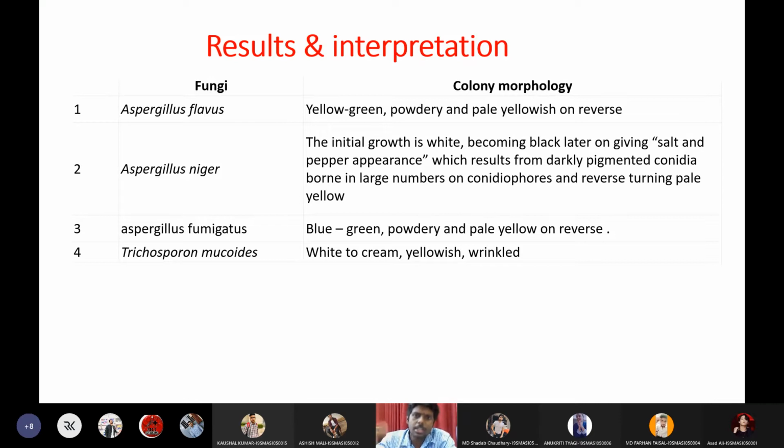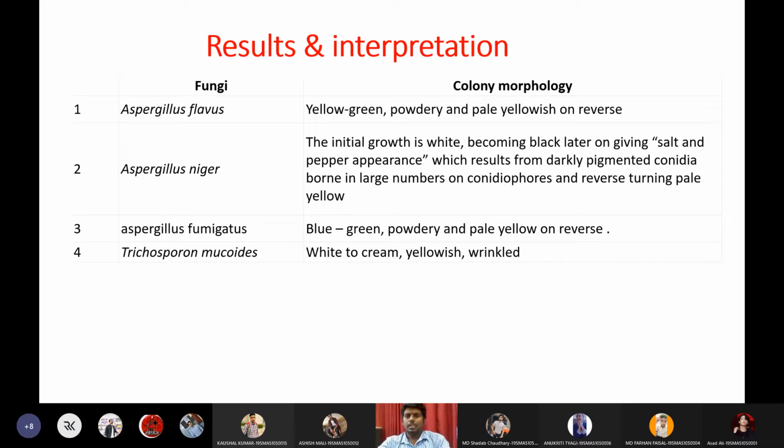That we can go into when we are studying individual fungi. For now, just remember that flavus will be yellow-green in color, niger will be black, fumigatus will be blue, whereas Trichosporon and mucoides will be cream colored with a mucoid texture. That is what they call mucoides. So these are the results.